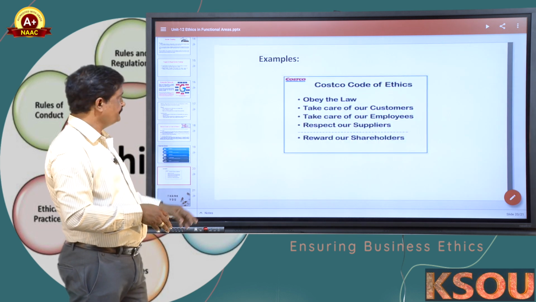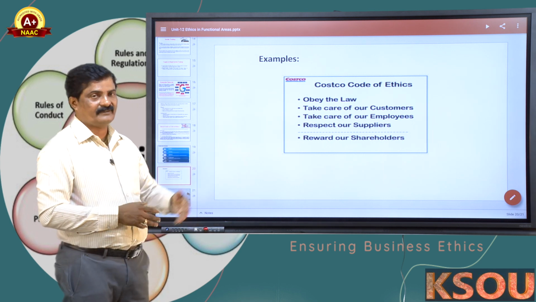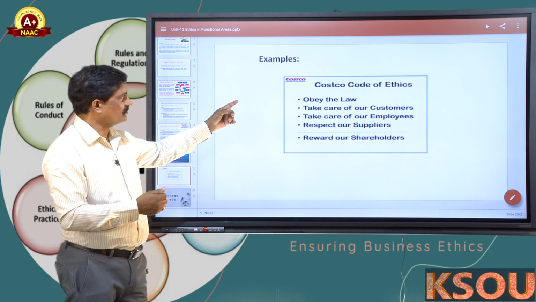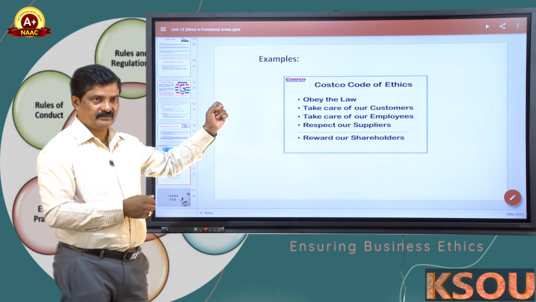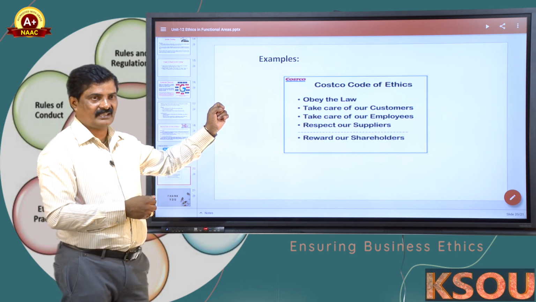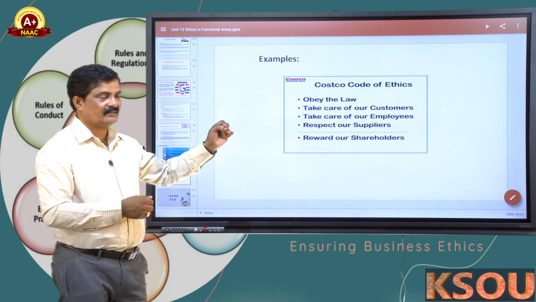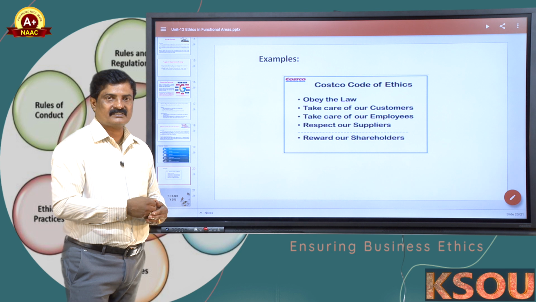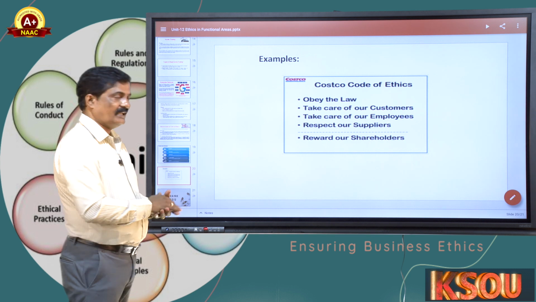Okay. Let's look at an example of Casco's code of ethics. One company we have taken here as an example to review. So Casco company's code of ethics is very clearly written. Obey the law, number one rule. Second, take care of our customers. Third, take care of our employees. Fourth, respect our suppliers. Fifth, reward our stakeholders and shareholders. So this is the code of ethics which they have written.